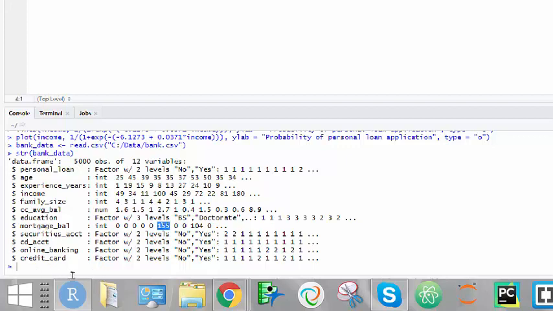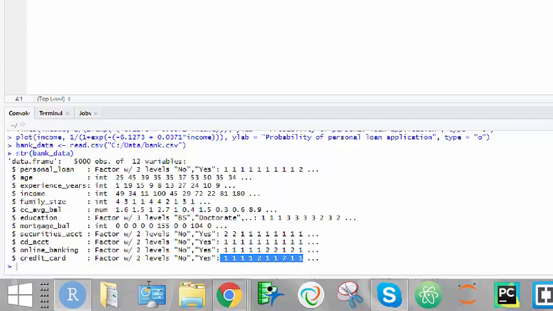Do they have a securities account? Yes, no. Do they have a CD account? Yes, no. Do they do online banking? Categorical predictor? Yes, no. And credit card? Do they use a credit card issued by this bank? Yes or no? Okay, but that's what we know about each of the customers.